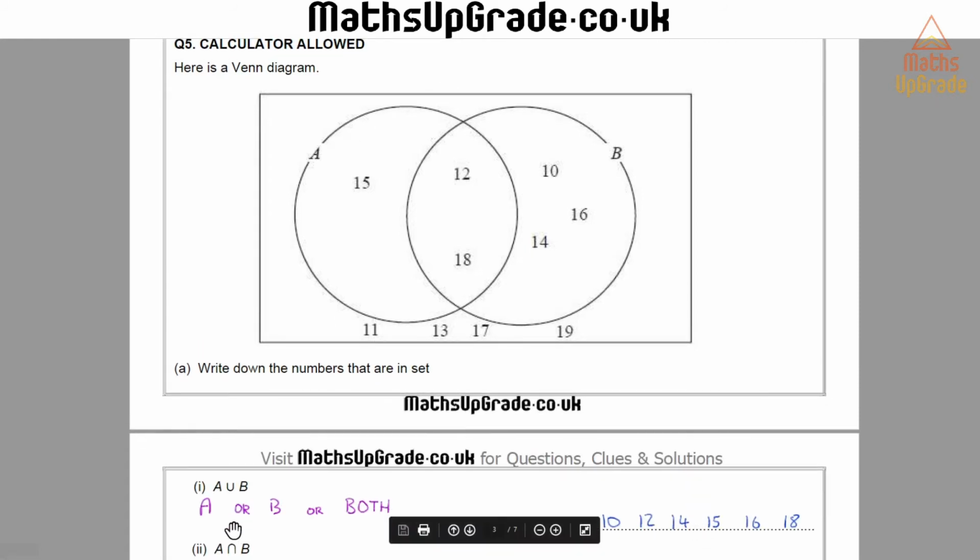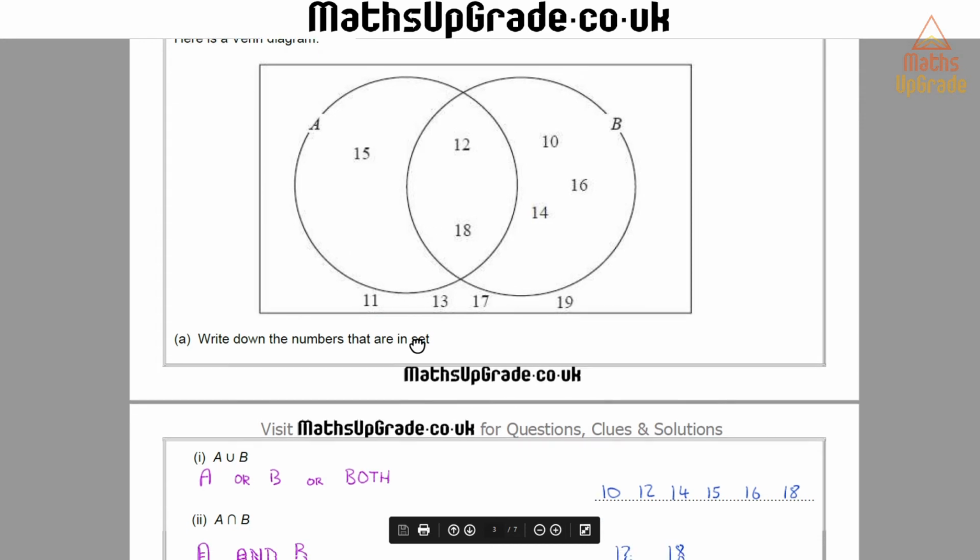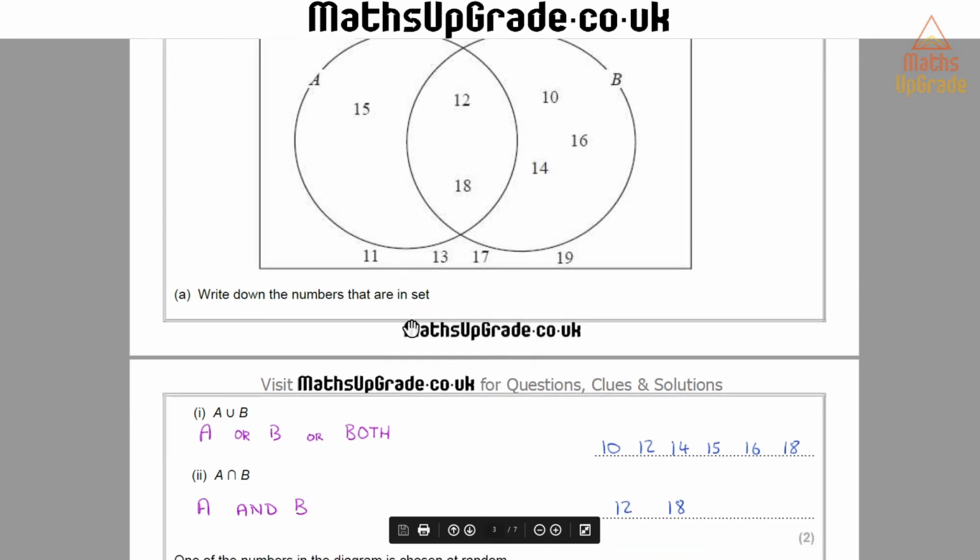The next part says A intersect B. A intersect B is the numbers that are in A and B. So the central part of the region, A and B, that's 12 and 18.